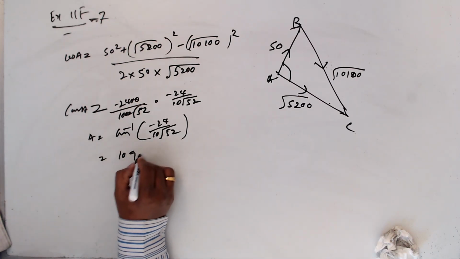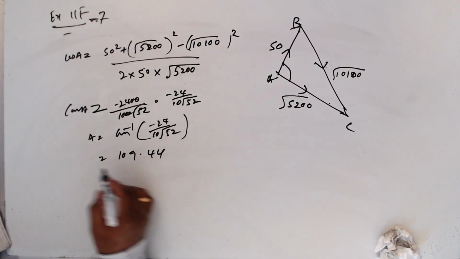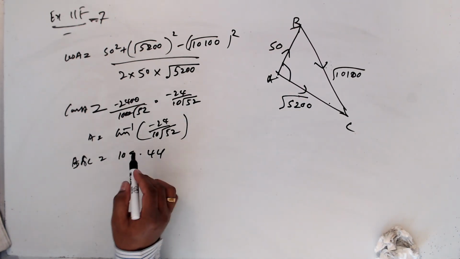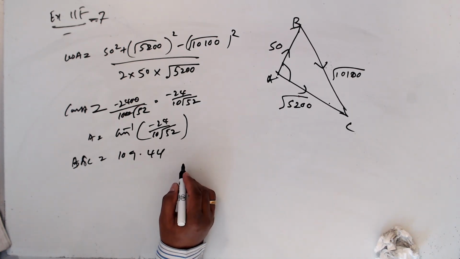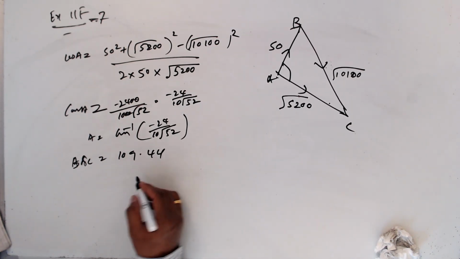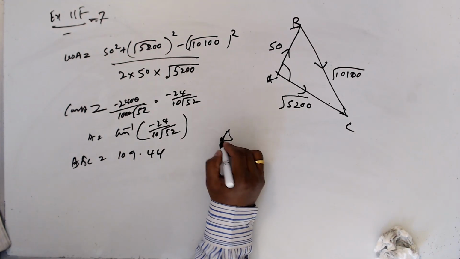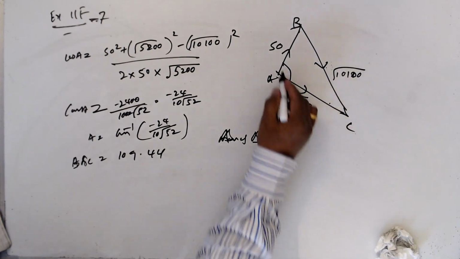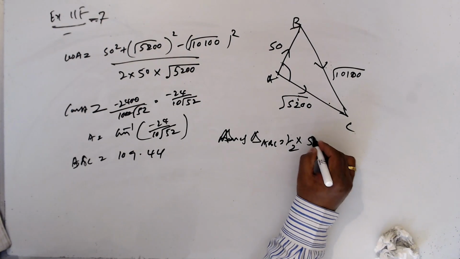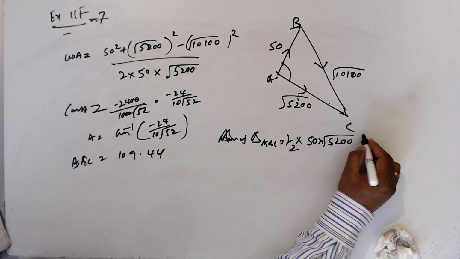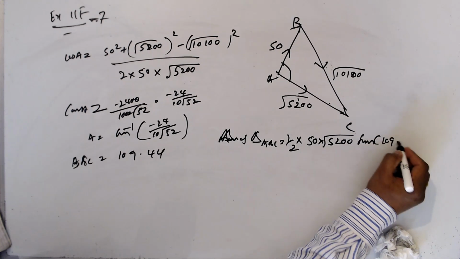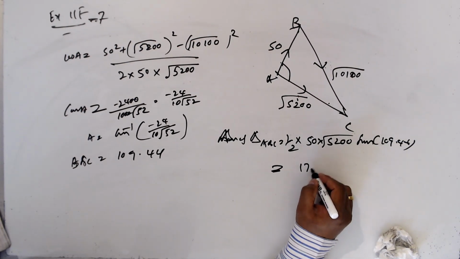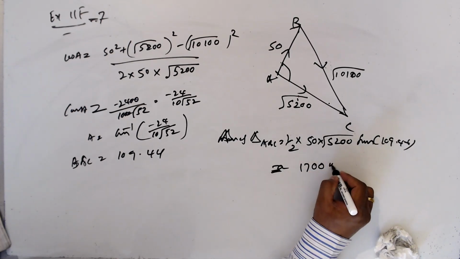This is 109.44. So angle BAC is that one, and for the area we need half AB sin C. Area of triangle ABC is half AB sin C, half 50 times 5200 sin 109.44. You will get approximately 1700 square meters.